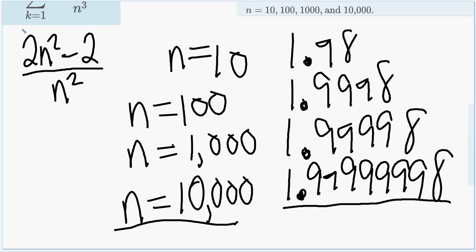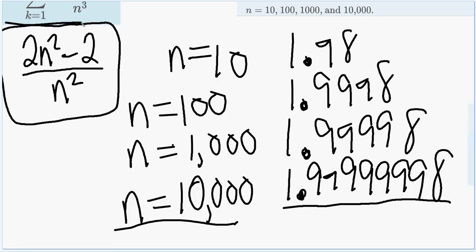If we go back to when we did limits at infinity and we look at this simplified expression here, if we let n go to infinity, the power struggle between the numerator and denominator is a tie. So these would cancel, and that limit at infinity would be 2.